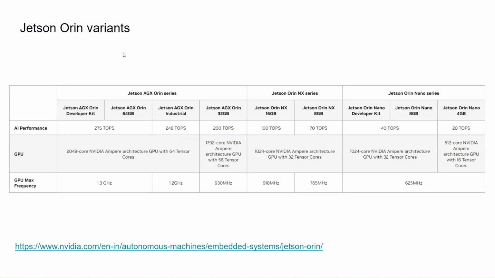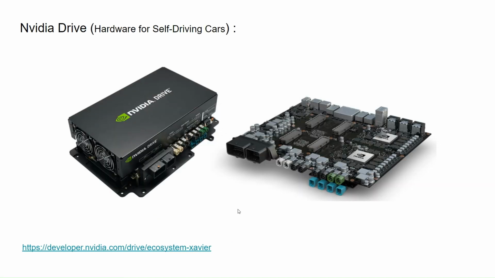So these are the variants made available by NVIDIA: the Jetson AGX version, the Jetson Orin NX, and the Jetson Nano. We can see the differences over here. You can basically choose what board you want based on your own performance requirements and your computational requirements. All the details can be found in this link. I will anyway share this PPT also.